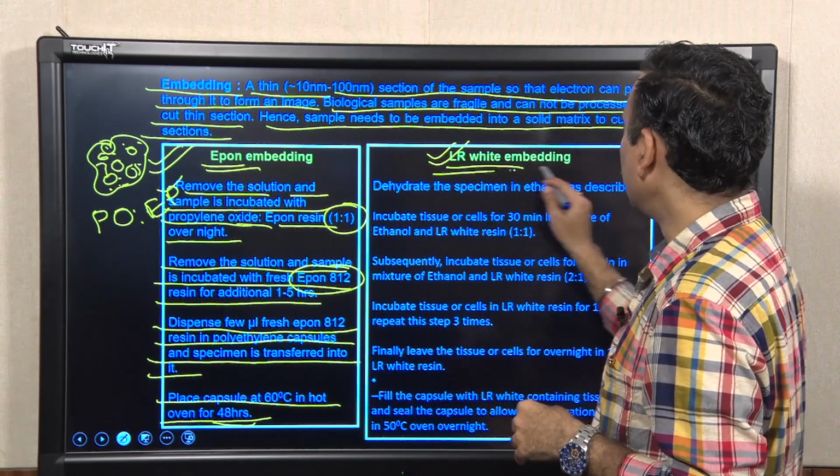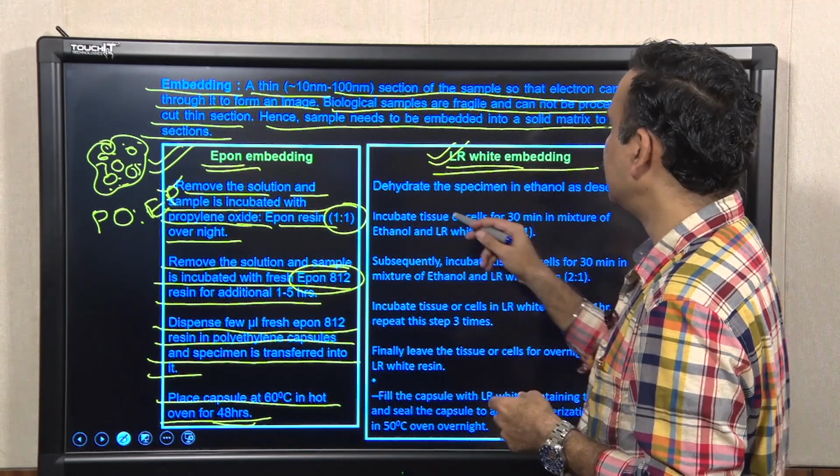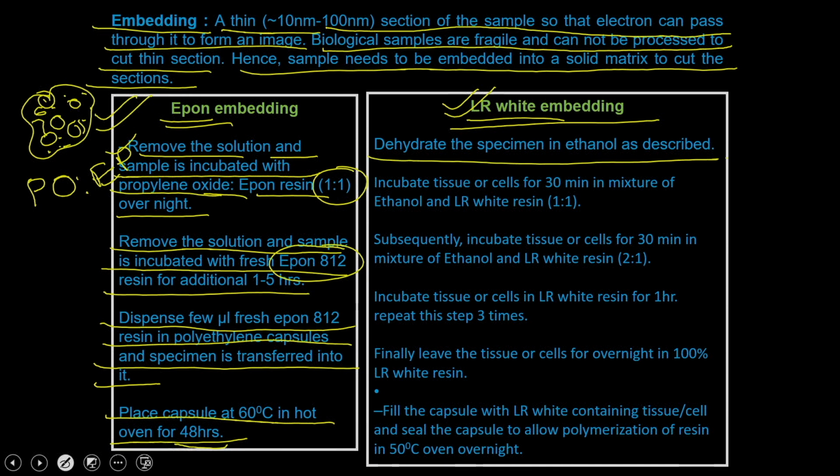Apart from that, you can also do the LR white embedding. In that case, you dehydrate the sample in ethanol as we discussed before, and then you incubate the tissue or the cell for 30 minutes in a 1:1 mixture of ethanol and LR white. So, the process remains the same.